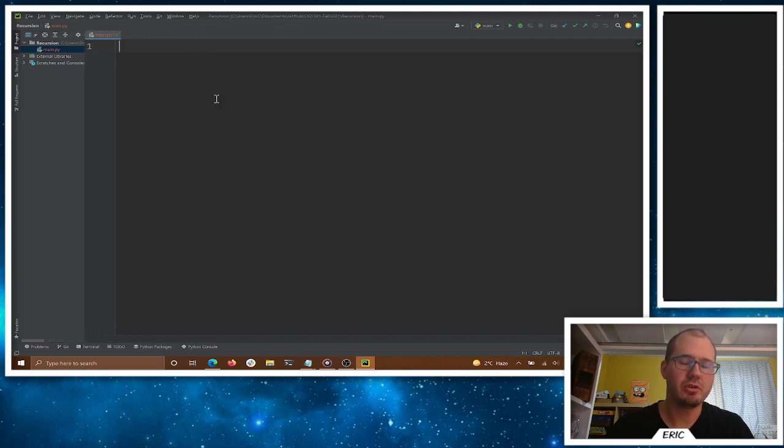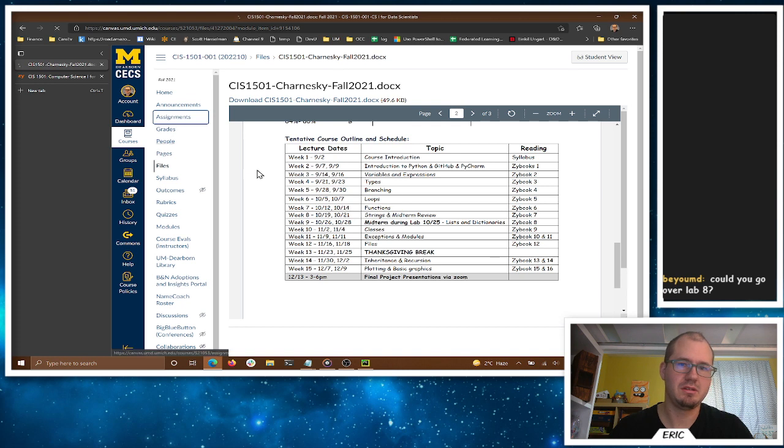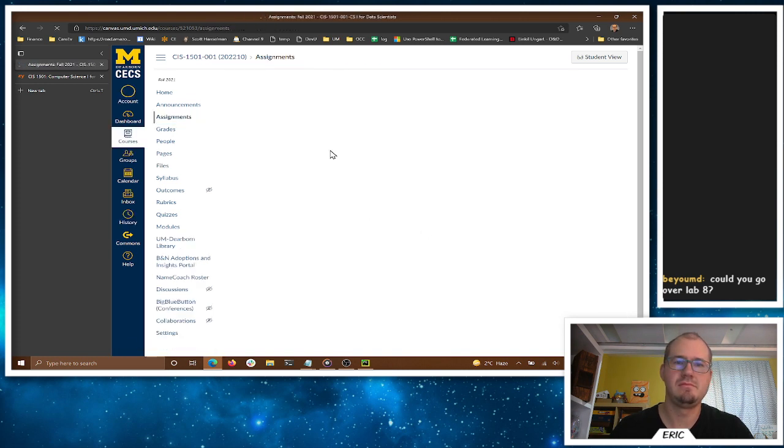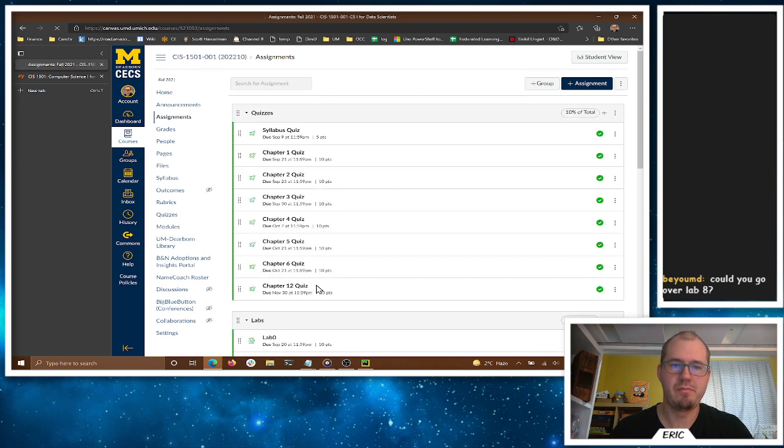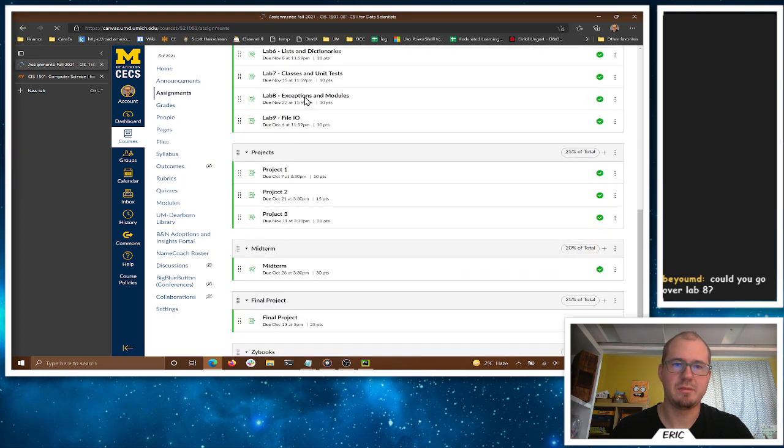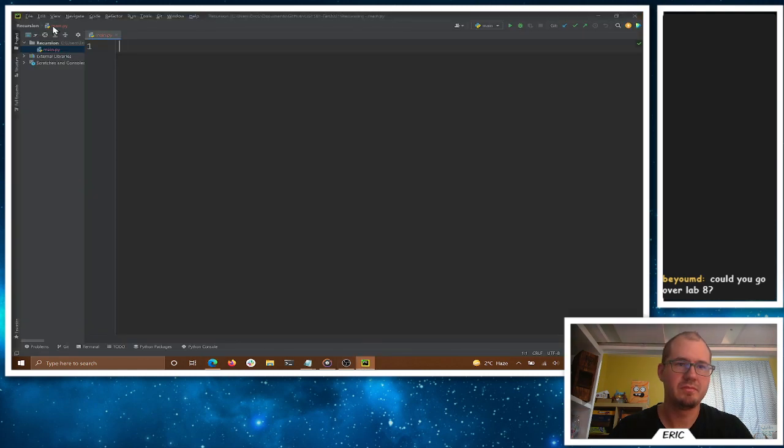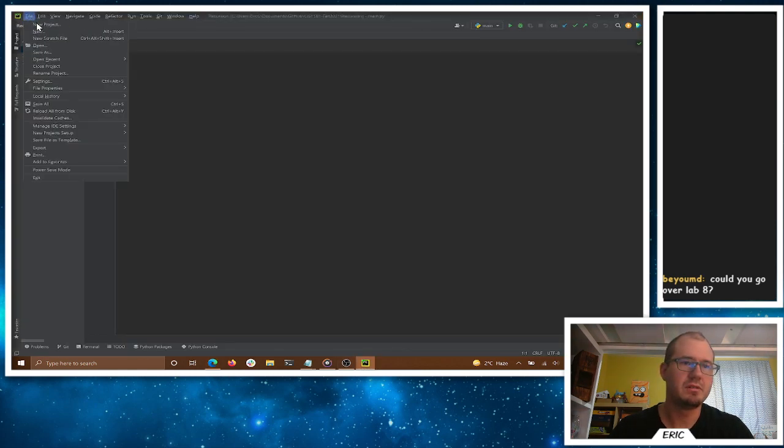Let me zoom this in a little bit here. Recursion all by itself is actually a relatively straightforward topic. Oh yeah, lab 8, you got it, Bay. Lab 8, that was exceptions and modules, right? Let me pull this one up here. Start with a new project for that one.